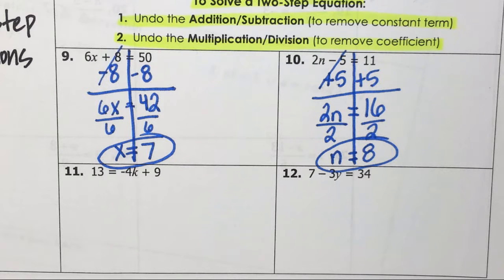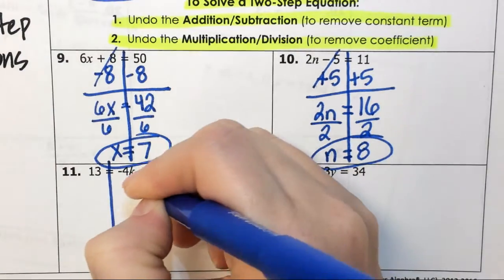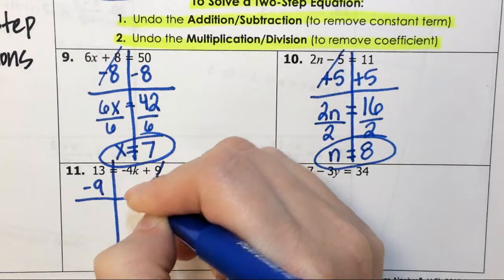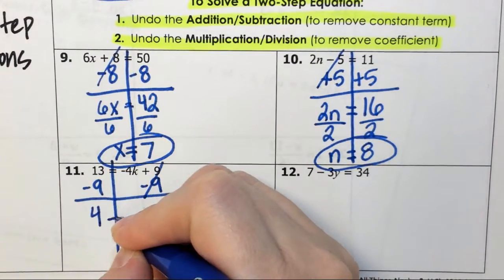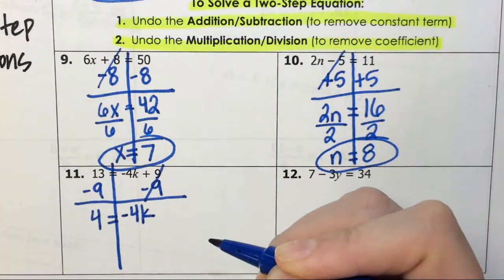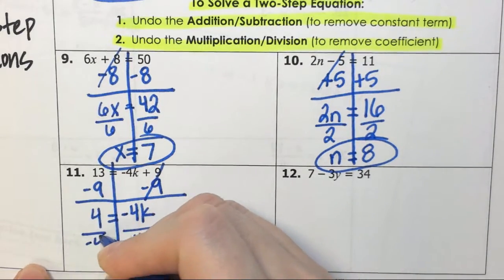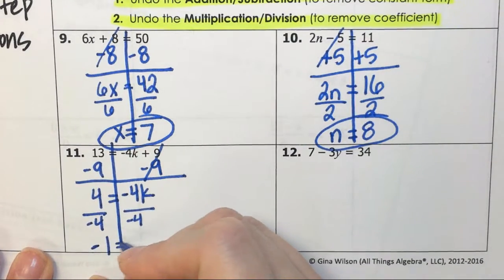Okay, so on number 11, first, what do I do? Minus 9, subtract 9. So then I have 13 minus 9 is 4, and bring down negative 4k, and now I divide. So 4 divided by negative 4 is negative 1.